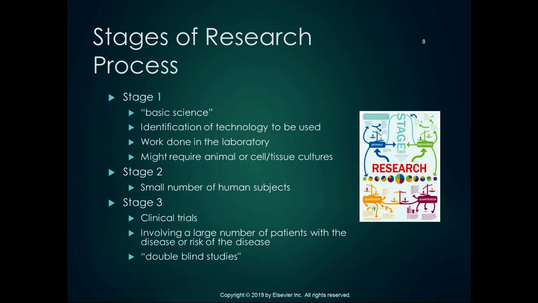In stage 3, they're doing clinical trials. They involve a large number of patients with the disease or at risk of the disease. A lot of times these are double-blind studies. A double-blind study means that neither the researcher nor the people involved in the trial know who's getting what treatment. It's an attempt to take bias out of the observations.